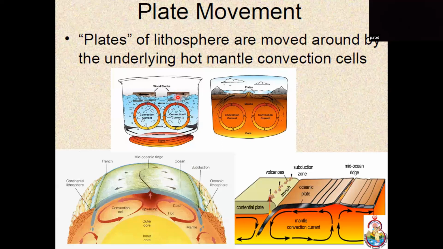Similar things are happening within the earth. These convectional currents are present in the asthenosphere, rising at one place, and on the other side going down. So because of this convectional current, the plates are spreading, moving away from, pulling away from each other.